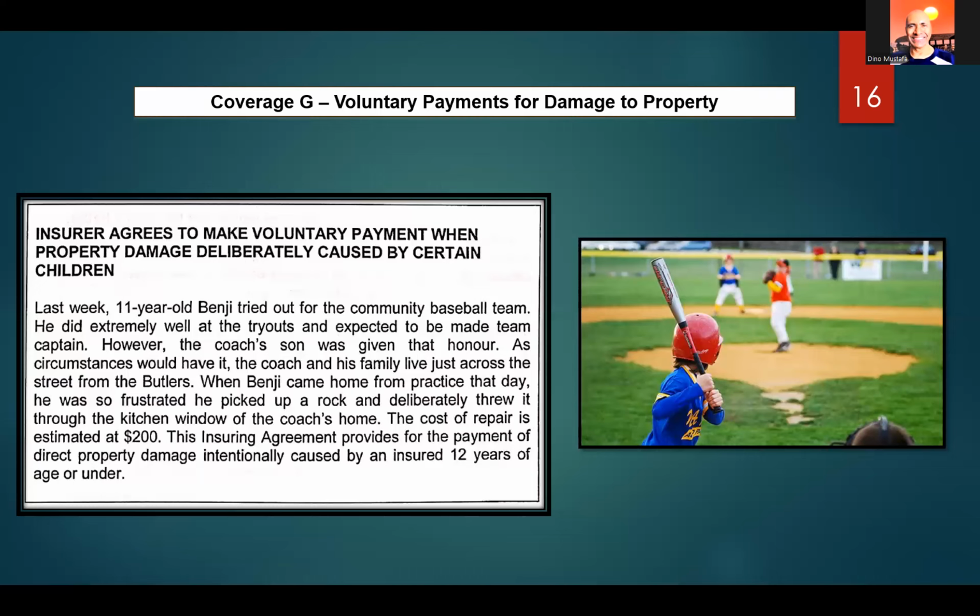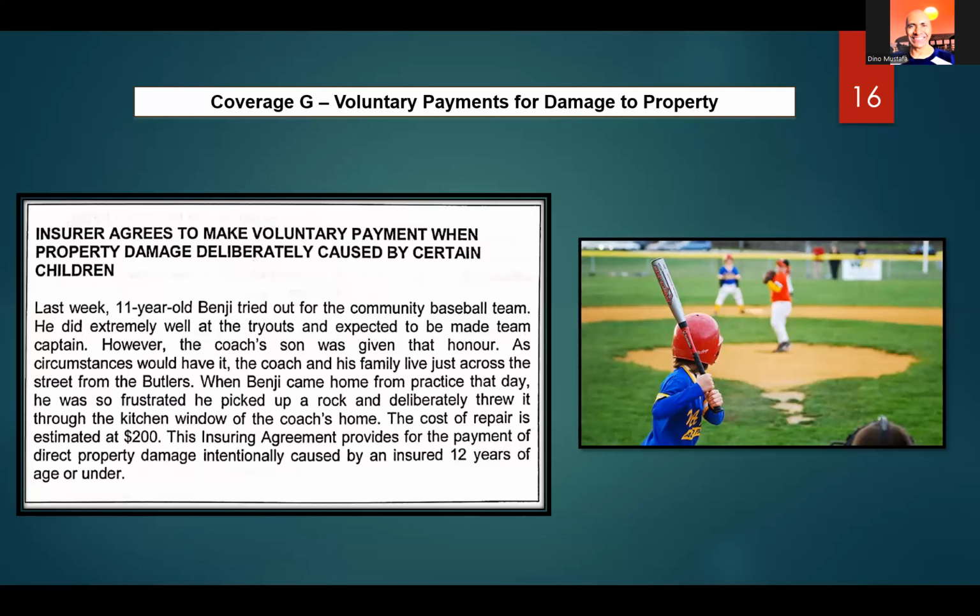So when Benji came home, he completely lost it. He lost his head. He lost his cool. Okay. He was so frustrated that he wasn't selected. He picked up a rock and deliberately threw it through the kitchen window of the coach's home. So he damaged their window. The cost of repair is estimated to be $200.